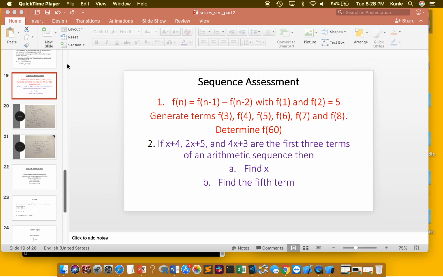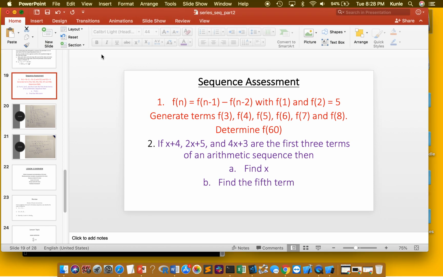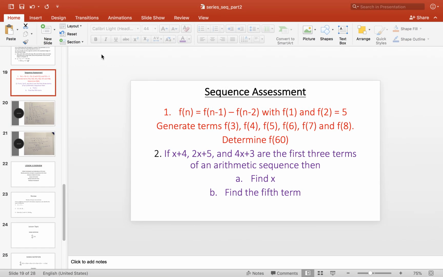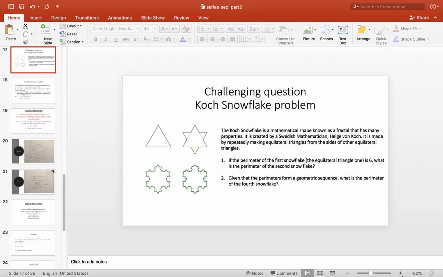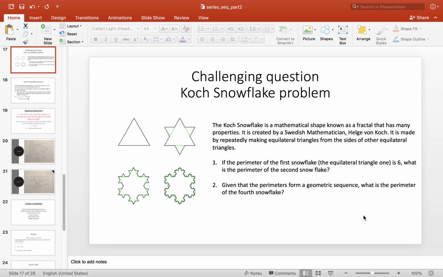Hi guys. In this video, I want to take you through some problems that I think are worth your time solving. Let's go back a little bit to my last video. We talked about the snowflake problem, where we were able to find the perimeter of the fourth snowflake by simply knowing the perimeter of the first one and then using the geometric sequence formula to find the following snowflake shapes.